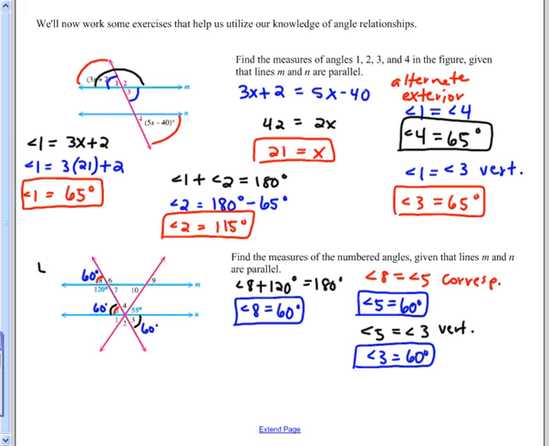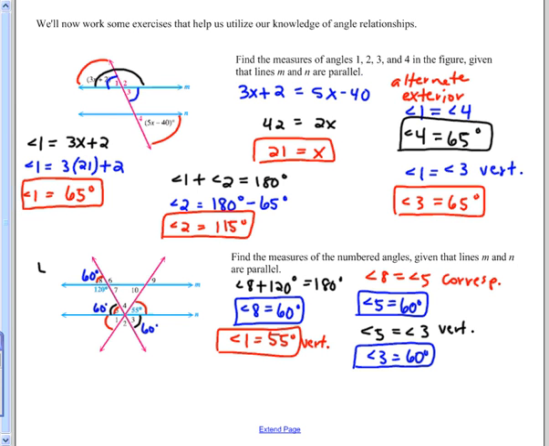Now as I look at the bottom section, which is where I'm focusing at the moment, I have an angle that I know measures 55 degrees, and angle 1 is vertical to that. So angle 1 is going to be 55 degrees because it is a vertical set of angles.